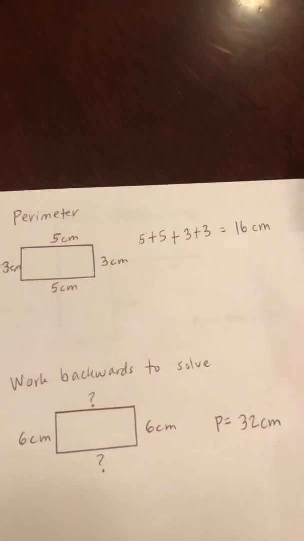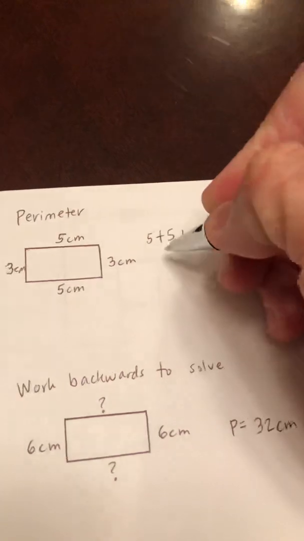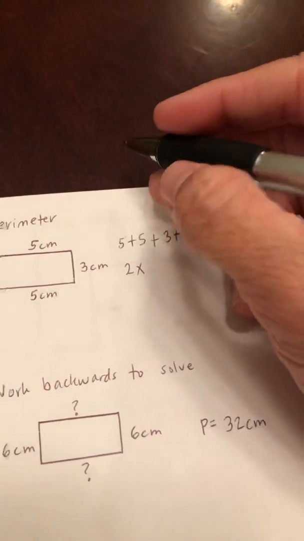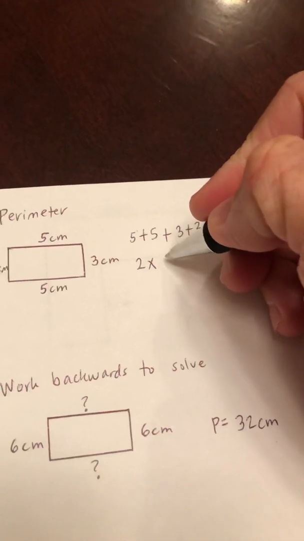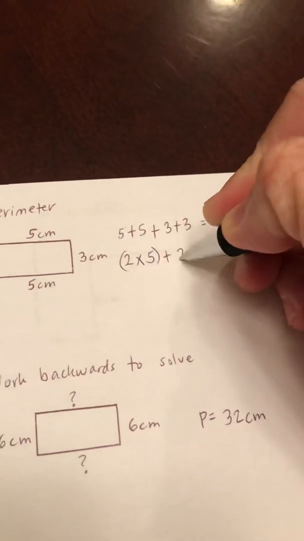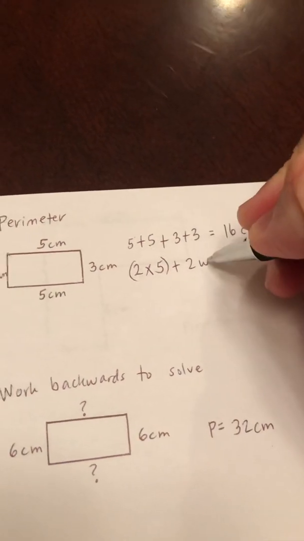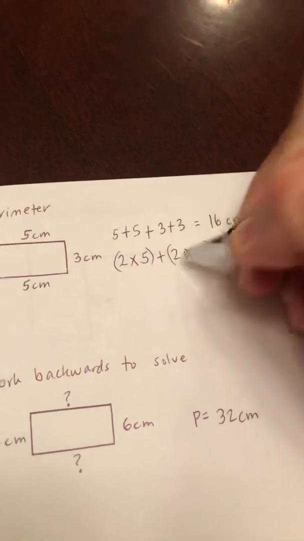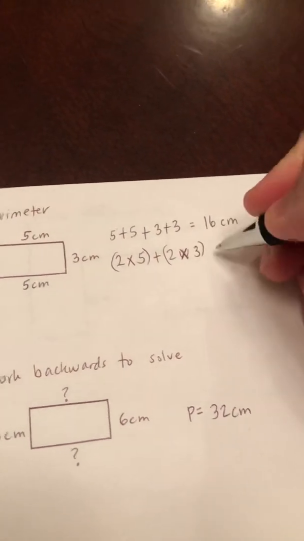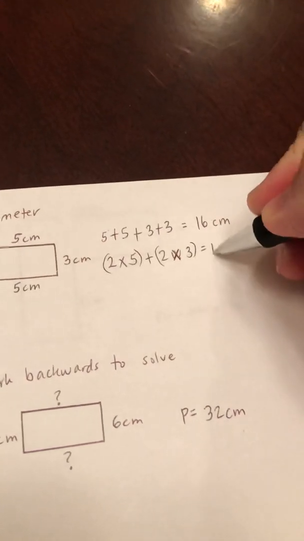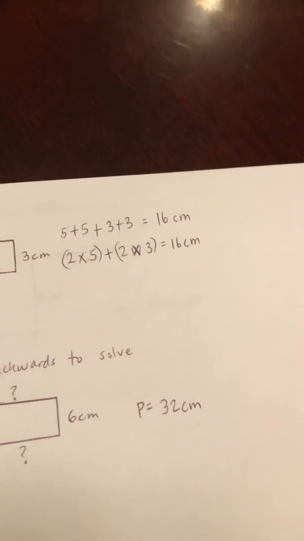All right, now another expression we can look at doing is, instead of thinking about it as addition, I have two lengths and two widths. So two of my lengths are going to be 2 times 5. And two of my widths are going to be 2 times 3. So it says the same thing, it's just using multiplication in order to show that. So 2 times 5 is 10, 2 times 3 is 6, add that together and get 16 centimeters.